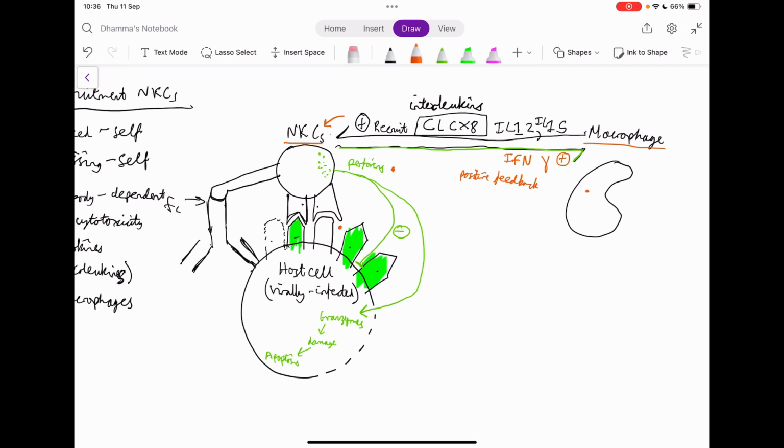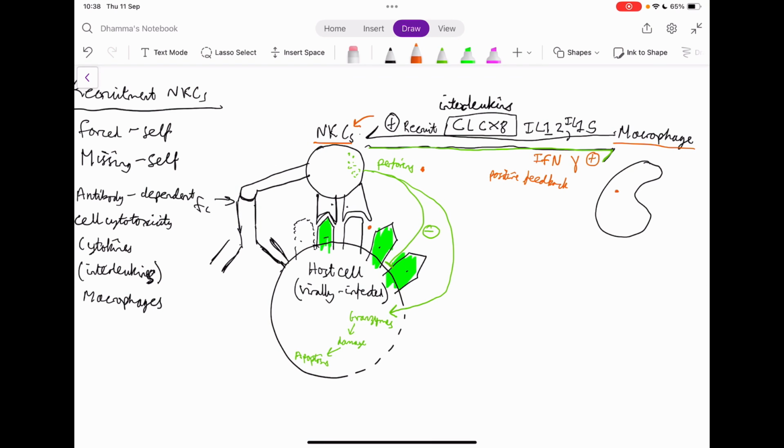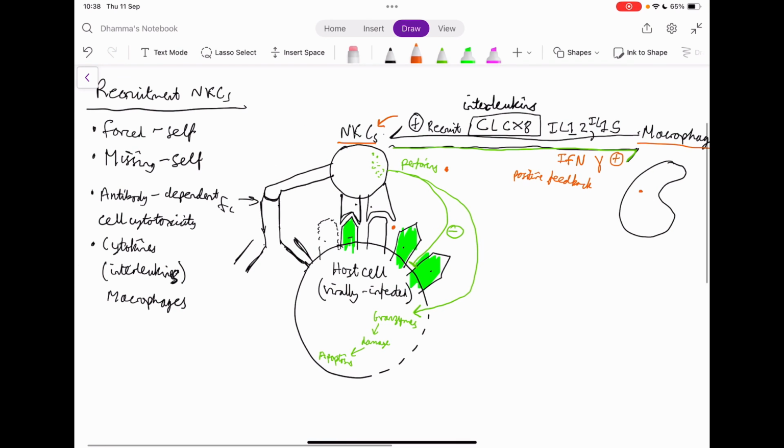So that was in a nutshell the function of NKCs and macrophages and how they interact with each other, or rather how macrophages are involved in the NKC response.